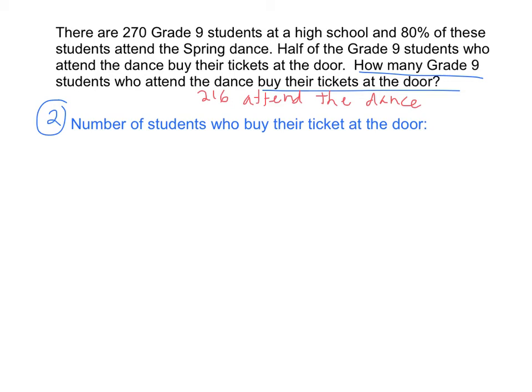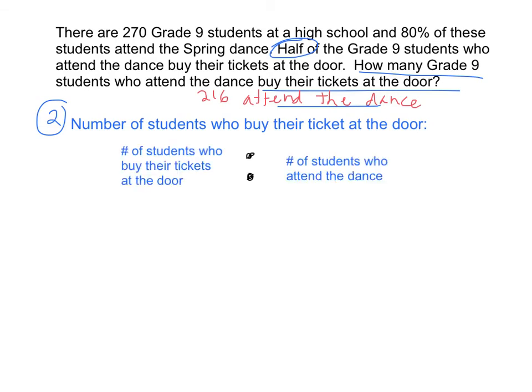Well, the question told us that half of the students who attend the dance buy their tickets at the door. So now what is the ratio? What is the comparison being made now? Think about it. We're looking at a ratio of the number of students who buy their tickets at the door and the number of students who attend the dance. Well, we don't know the number of students who buy their ticket at the door, since that's what we're trying to find. So let's call that Y. We do know how many students attend the dance. This is what we just found out, 216. We're also told that half of the grade 9 students who attend the dance buy their tickets at the door.